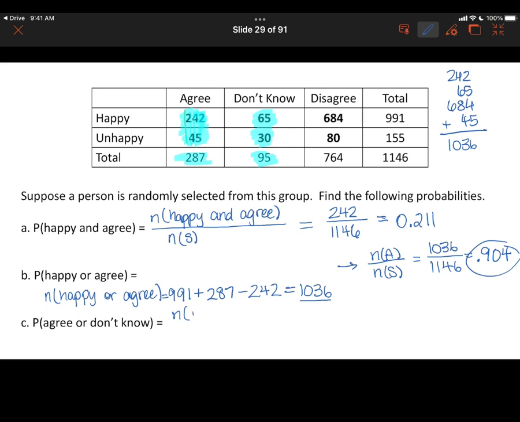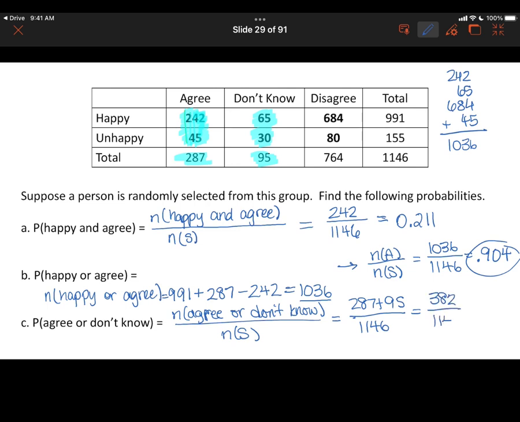So I want the number that agree or don't know divided by the number in my sample. Here I'm going to take 287 plus 95 divided by 1146. That's 382 divided by 1146, or 0.3 repeating.